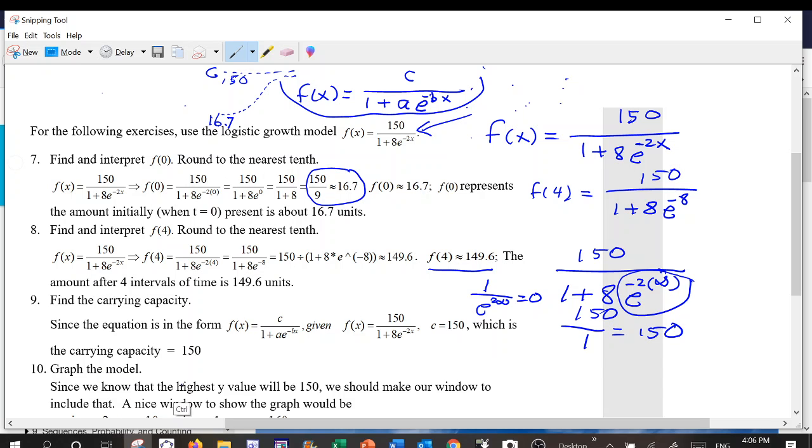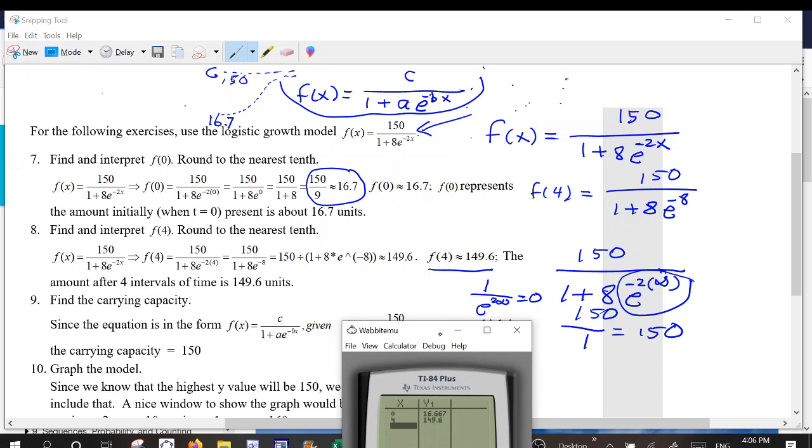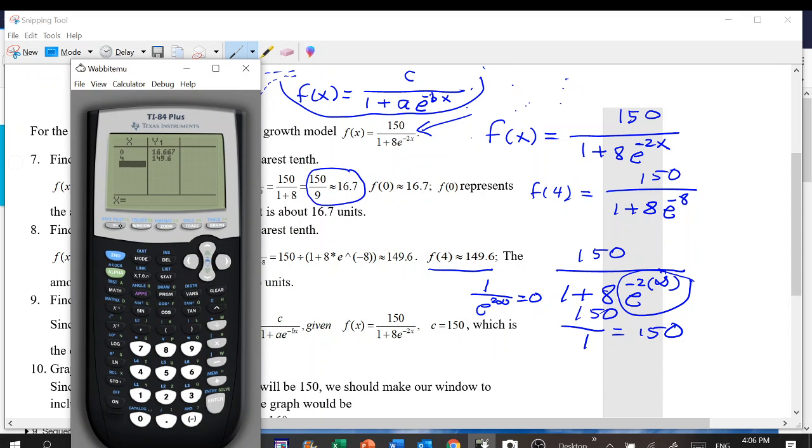And it says graph the model. Now, we have the equation in y1, right? We want to graph it. Well, when we graph it, we change the window. We want the maximum y to be at least 150 because we want to see the carrying capacity. So let's make it 160, right? And the minimum, of course, we start from 0. We can start from like negative 10 so we can see the graph. And then for x, we don't really want to start from negative numbers because we want to start from 0.